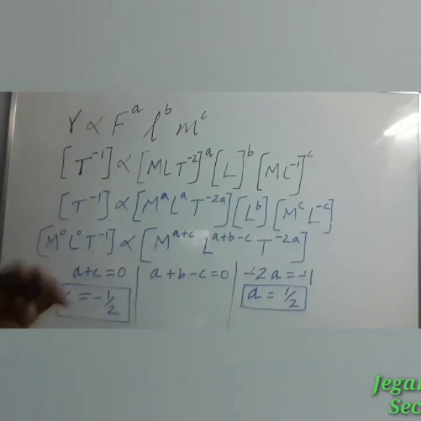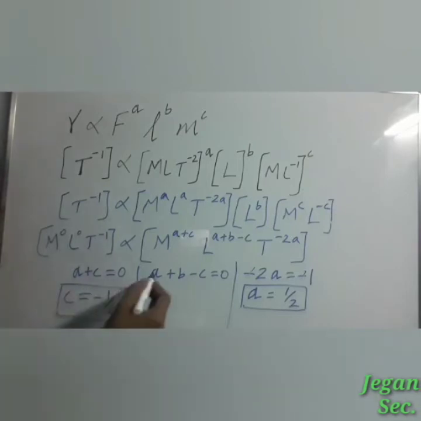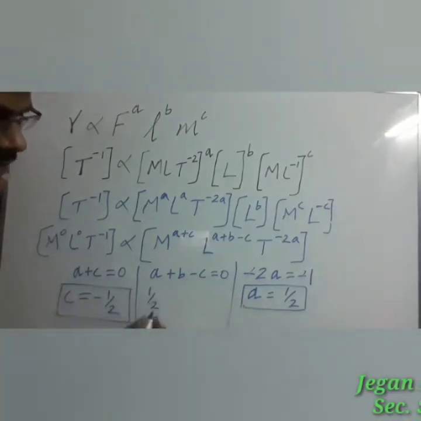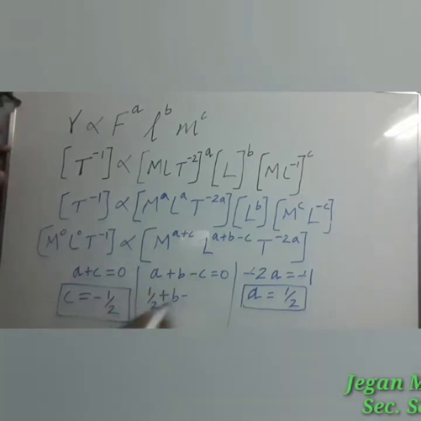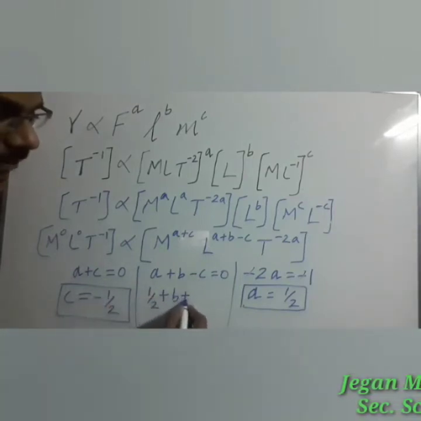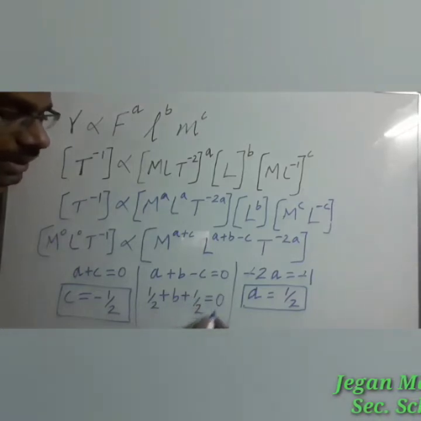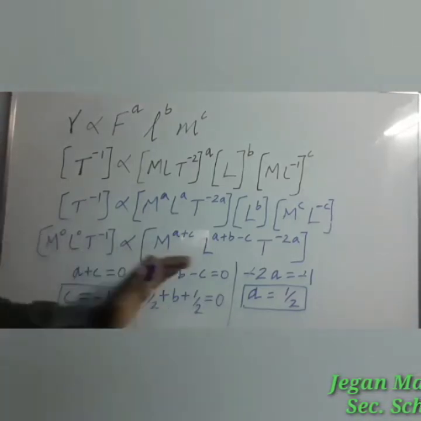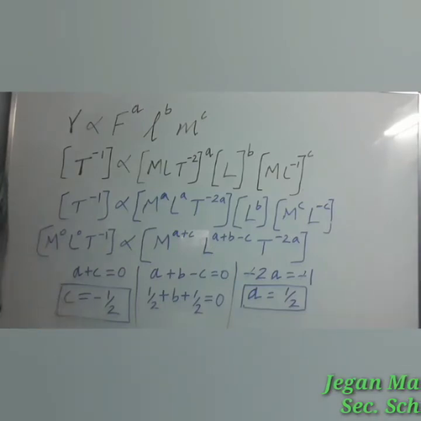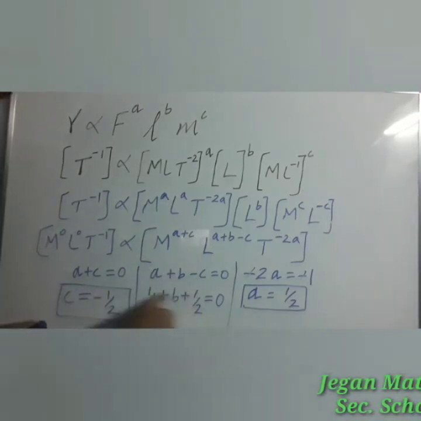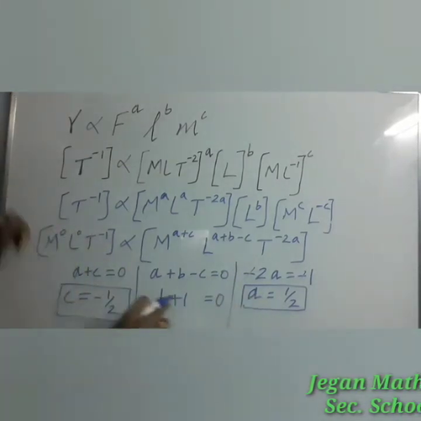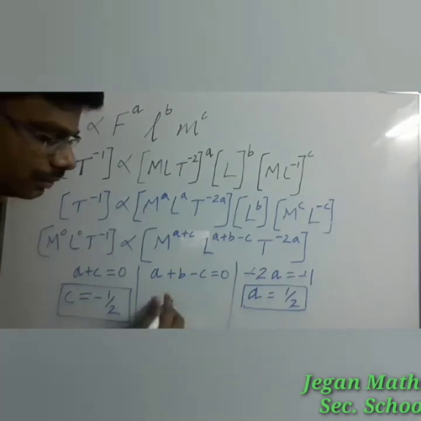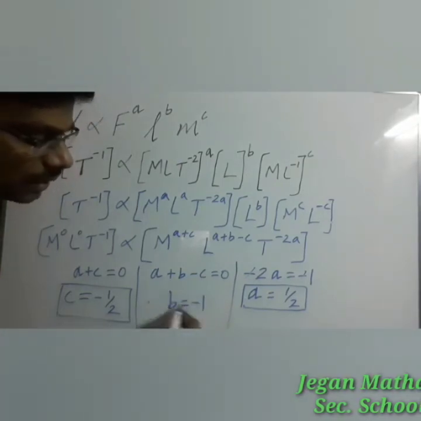In the last expression you can substitute the values and find the last dimension, b. So instead of a you write 1 by 2 plus b, minus, here also a minus sign is there, minus c. So minus minus 1 by 2 is nothing but plus 1 by 2, equal to 0. 1 by 2 plus 1 by 2, what will be the value? 1. So b plus 1 is equal to 0. What is the value of b? 1 can be taken to that side. b is equal to minus 1.